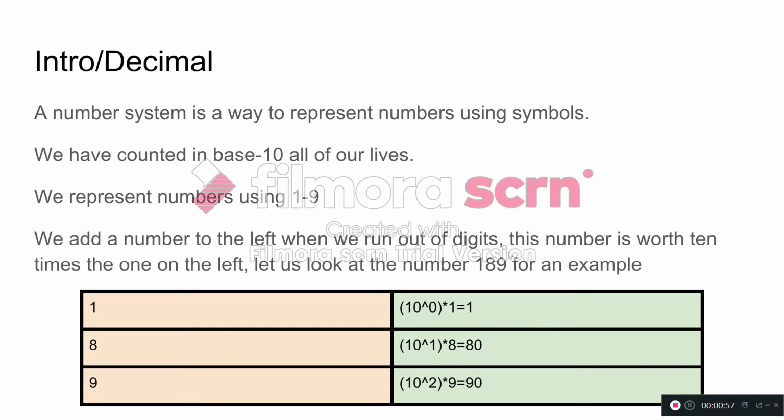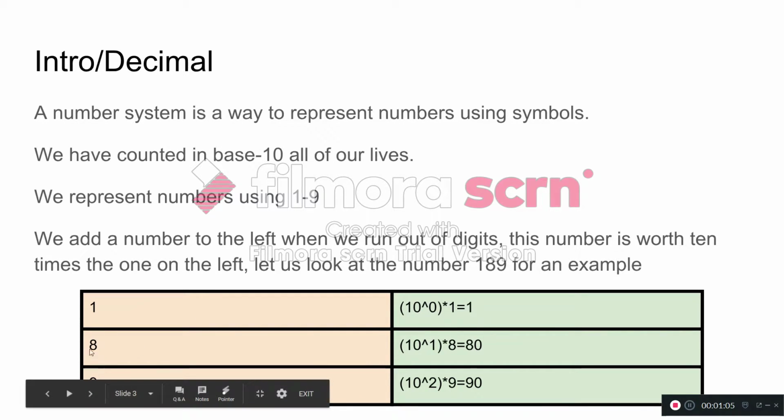Let us look at the number 189 as an example. 189. First position, 0. So 10 to the power of 0 times 9 is 9. Then we have the symbol 8 in the second position, sorry. So 10 to the power of 1 times 8 is equal to 80. Finally, 1. 10 to the power of 2 times 1 is equal to 100.